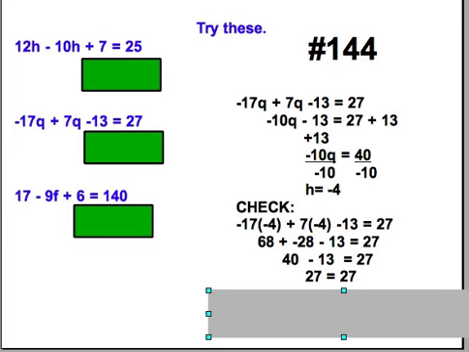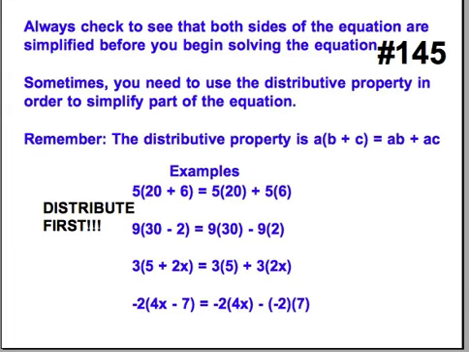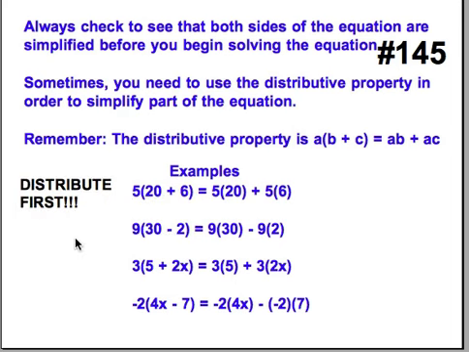We're going to save the third example for class tomorrow, so please turn to slide 145. Slide 145 just gives a quick review of the distributive property. Before you can combine any like terms, you need to distribute.